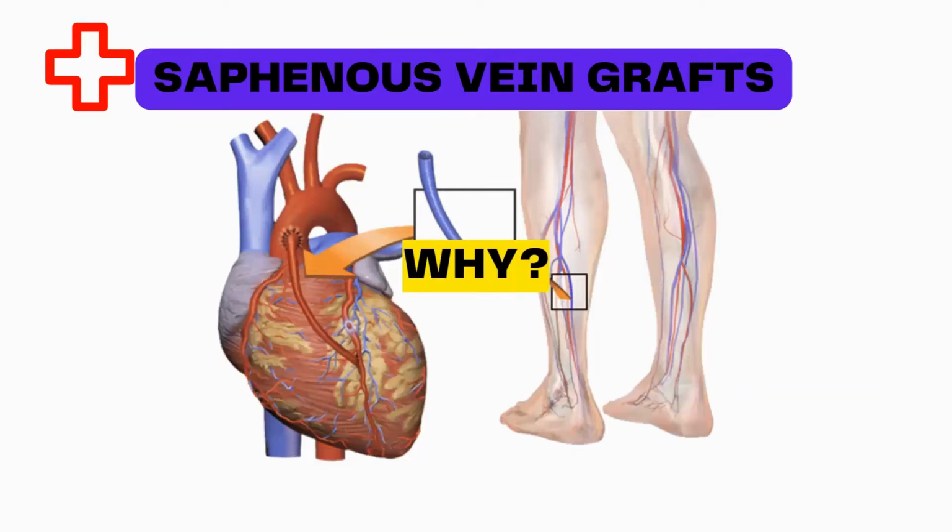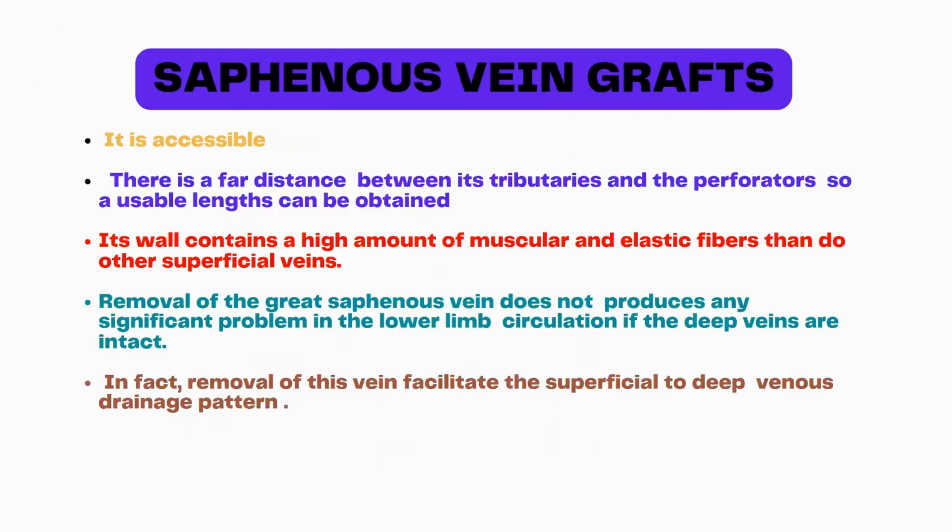And why is the great saphenous vein the vein of choice in this procedure? Because this vein is very accessible at this point, and there is a large distance between its tributaries and the perforators, so a usable length can be obtained when we take the saphenous venous graft.